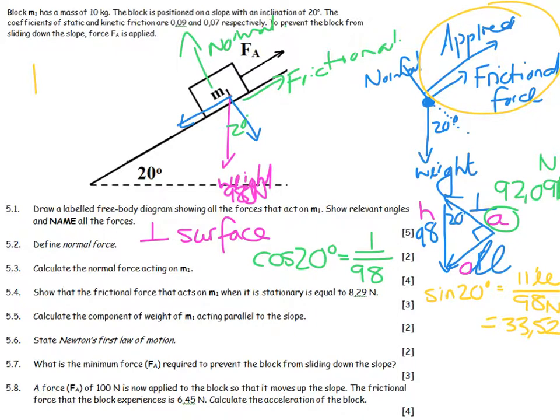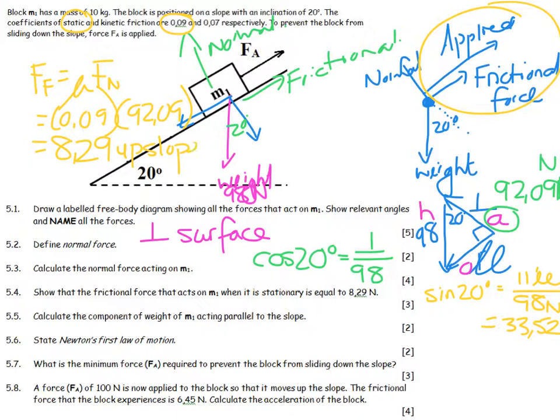So I'm going to say the frictional force is equal to mu times F normal, which is 0,09, because this whole thing is static. And so I need to use that first number, times the 92,09 that I just worked out, and I land up with, oh goody, 8,29, and that's up the slope. Then it says, calculate the component of weight acting parallel to the slope. So actually I just did that earlier. Good news. So we've got that answer already.